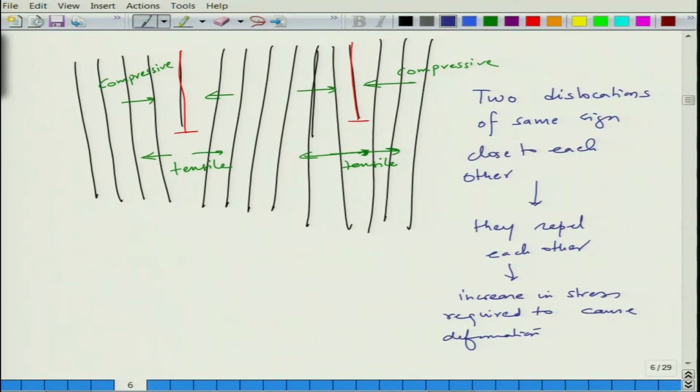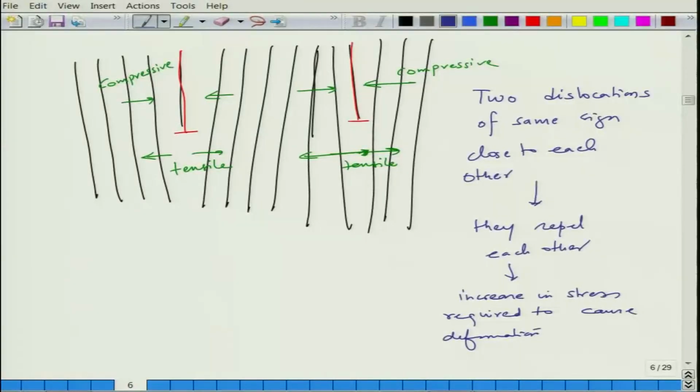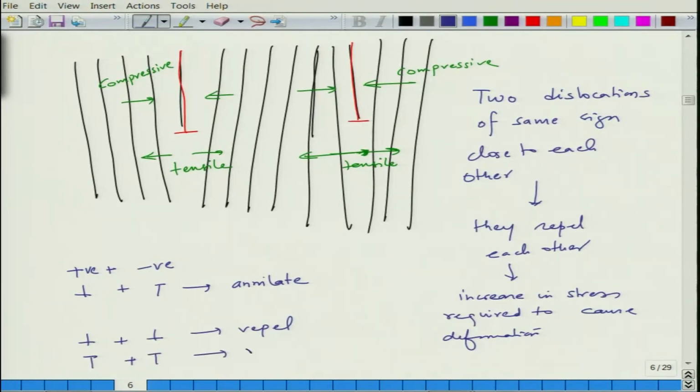Now that you have so many dislocations in a crystal, the dislocations are bound to come close to each other. Of course, you will have instances when you will have positive and negative. So, if you have positive plus negative, that is this and that, they will annihilate each other. So, they will make the crystal perfect, and if you have this plus this, they will repel, or if you have this plus this, they will repel. So, basically similar signs repel and opposite signs annihilate.